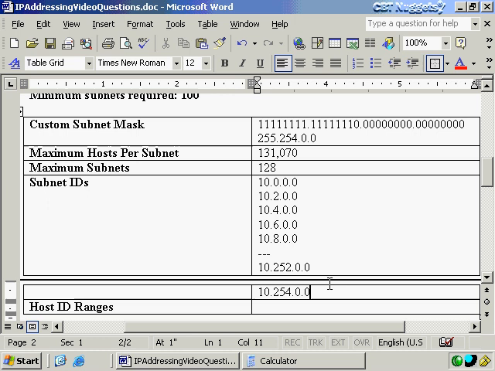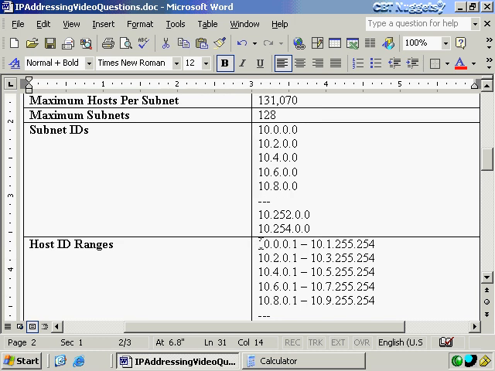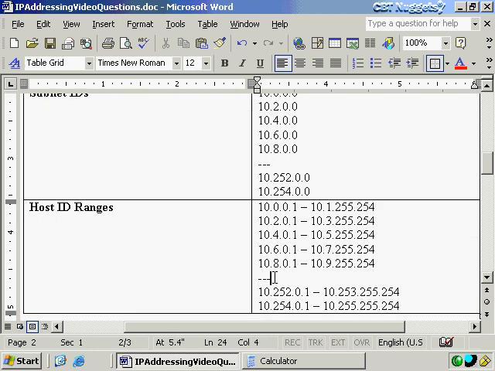Now, in our host ID ranges, we start off with, in our first subnet ID, all zeros and then a 1, conclude with all 1s and then a 0 at the end there, until we move on to our next subnet ID of 10.2, and we do the same thing all over again, 128 times, and I just kind of filled in with my so on and so forth line there, and then we conclude with, at the maximum, 10.255.255.254, which is all 1s and then a 0 at the end.